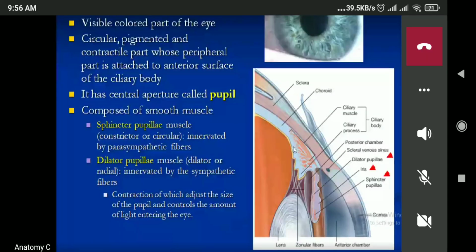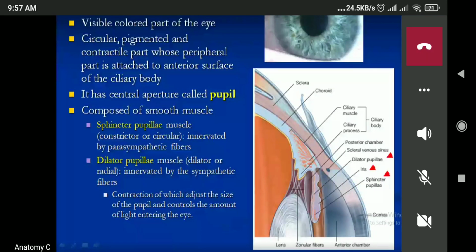The next one is the iris. This one is the colored part of the eye. It is circular and consists of pigment, and this pigment determines the color of the eye. Over here in the iris, we have contractile muscles. The peripheral part of the iris is attached to the ciliary body.